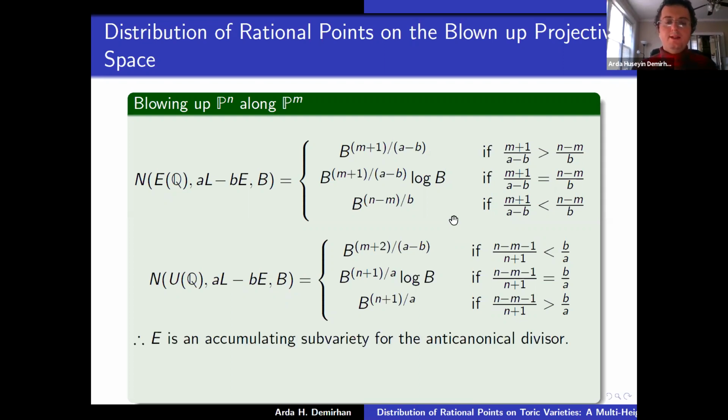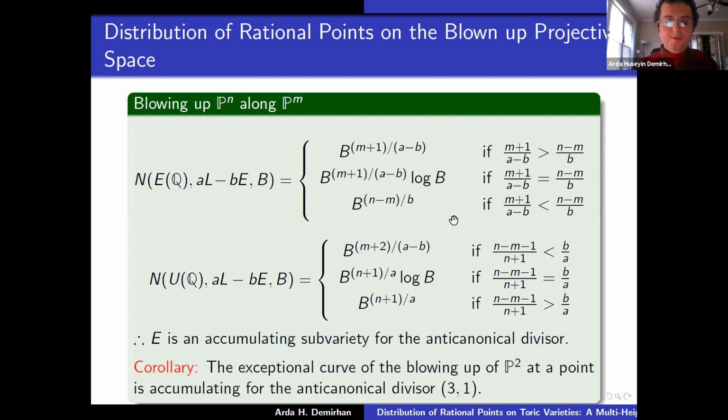It turns out that E is an accumulating subvariety for the anti-canonical divisor, and that's one of the reasons why we went through this. And if you want to work with smaller values, like setting n to 2 and m to 0, we see that the exceptional curve of the blow-up of the projective plane at a point is accumulating for the anti-canonical divisor, which is generated by 3 and 1.